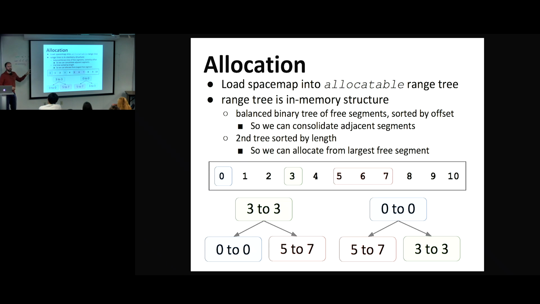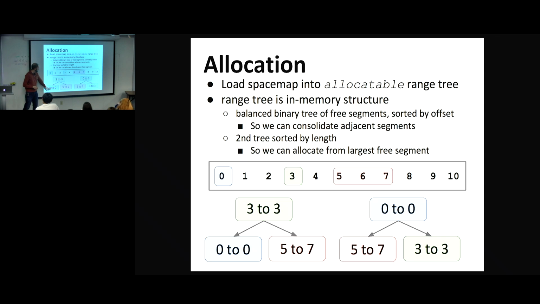And this is an in-memory data structure. It's a balanced binary tree, like an AVL tree. It tells us all the free segments. So each node in the tree tells us this range is free. It's available for allocation. And we actually put these nodes into two different trees that are sorted in two different ways. So first, we have a tree that's sorted by offset. So remember, the lowest node is here, then this would be the middle node, and then this is the node that sorts the highest.